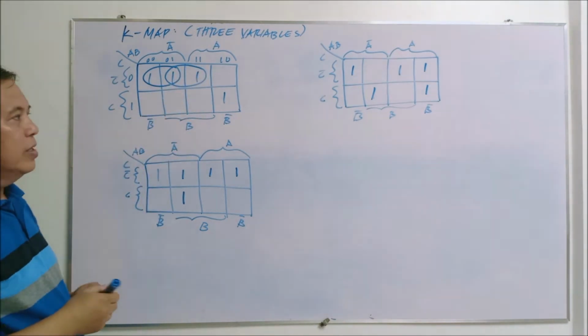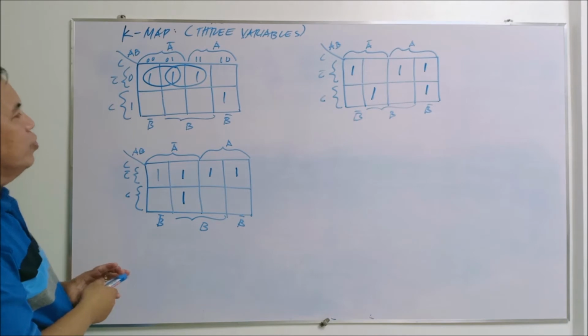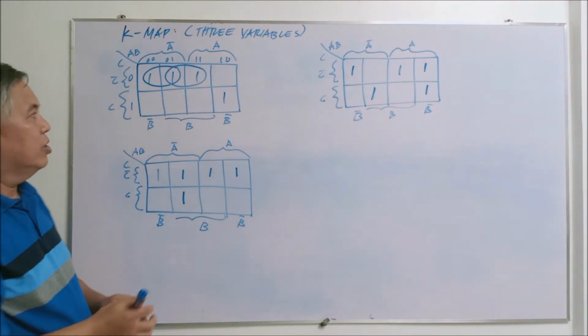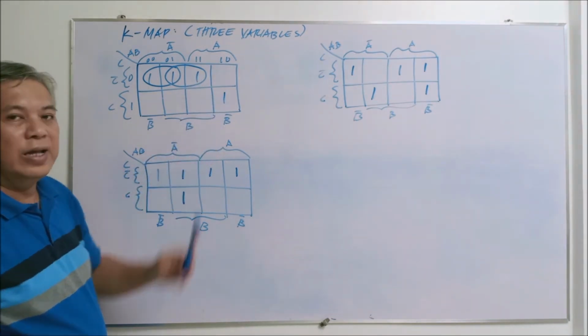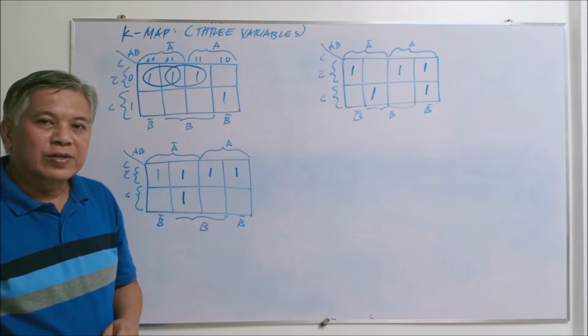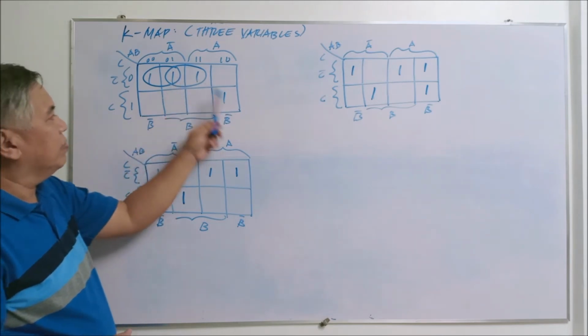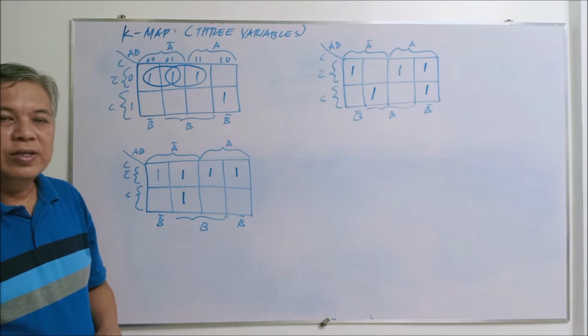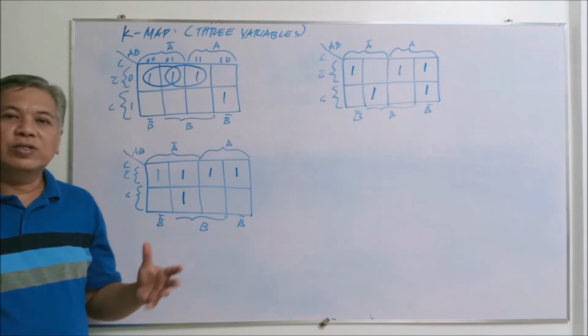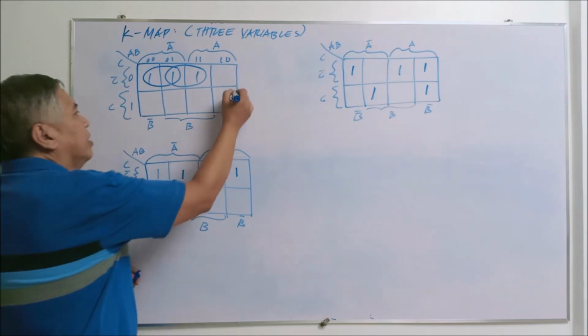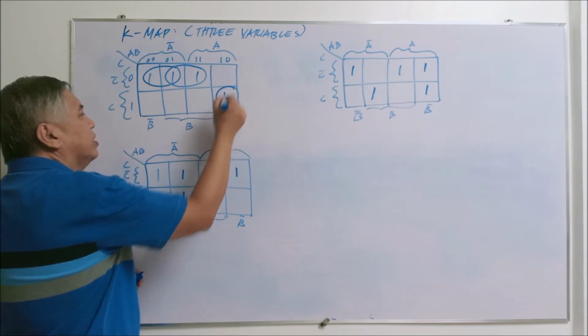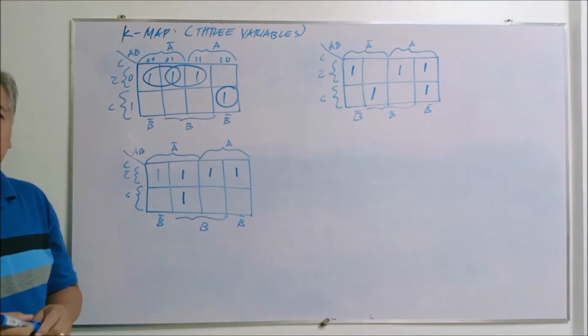Then, are there other 2 adjacent cells? This one here and this one here are not adjacent, so they cannot be grouped as 1. Since there are no more 2 adjacent cells, this one here belongs to a single group.